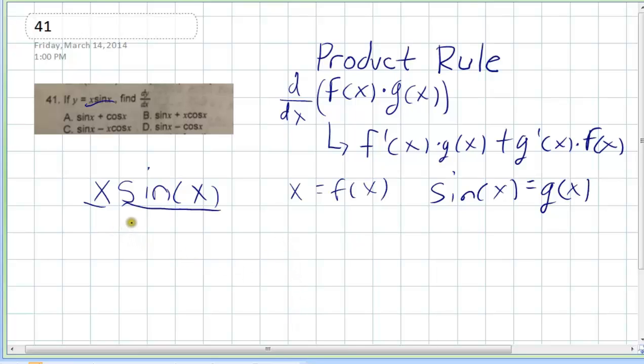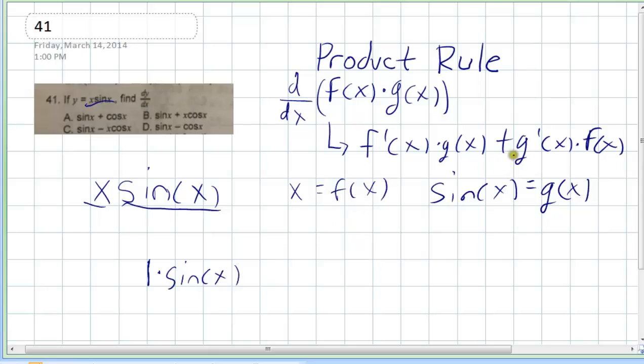After this, where do we go? Now we take the derivative of the first one, the one that we labeled f of x. What is the derivative of x? That's just 1. So the first part here is just the number 1. Then it says to multiply that by the second function that we labeled, sine of x. So we're just going to say times the sine of x.